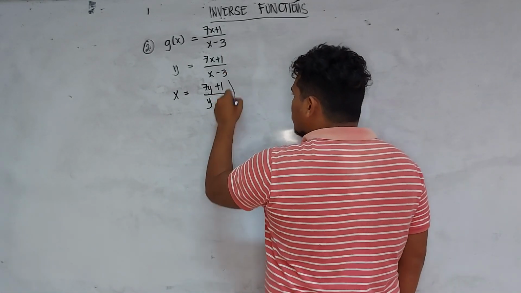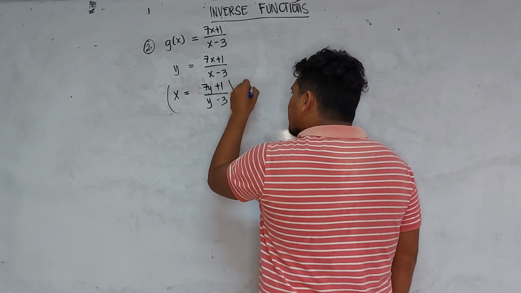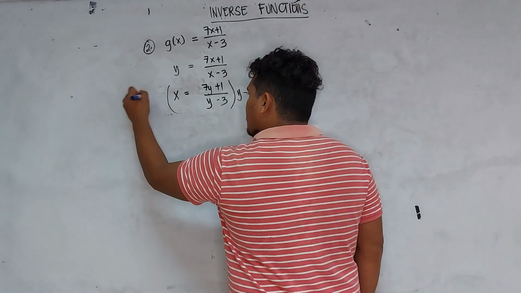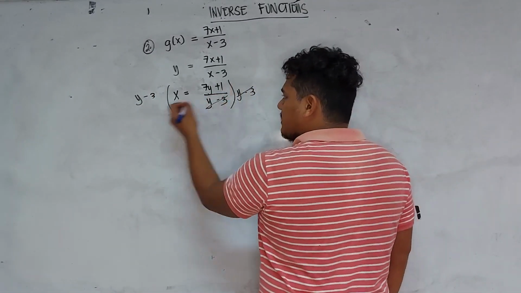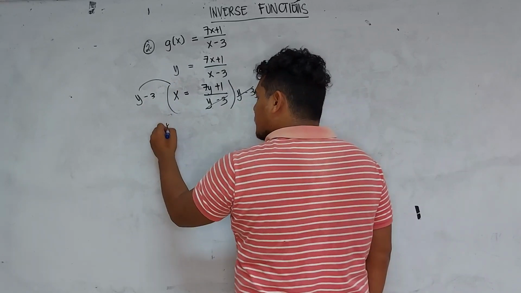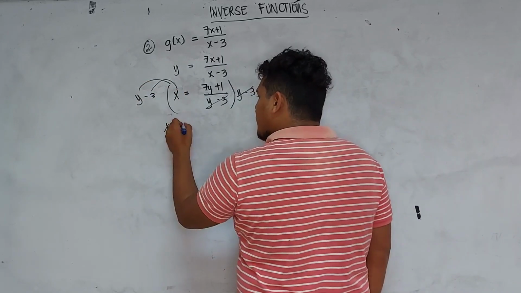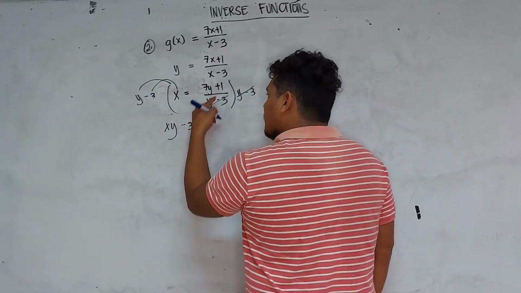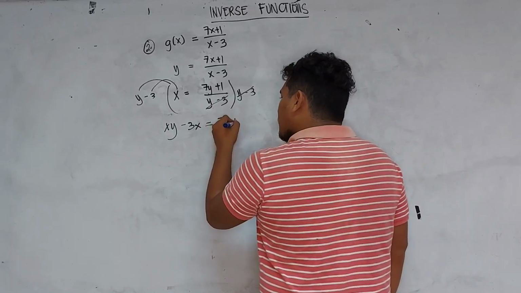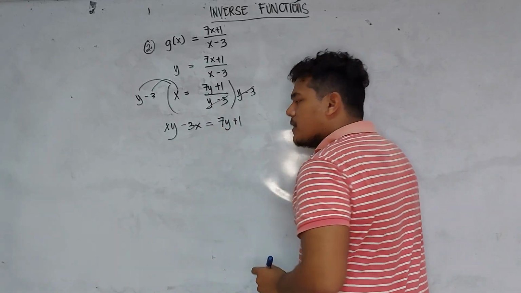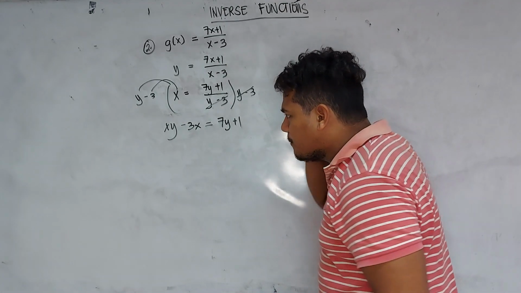What are we gonna do? Multiply y minus 3 on both sides. So, y minus 3 cancels. y times x, xy. Negative 3 times x, minus 3x. Equals 7y plus 1. Next up, what are we gonna do?